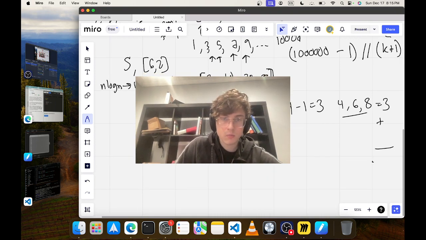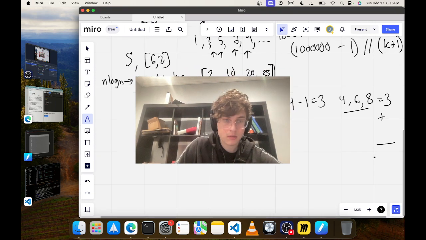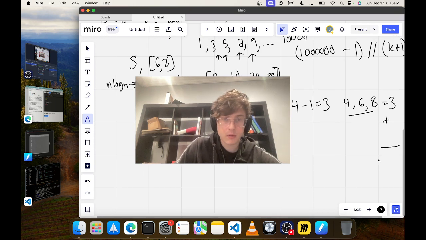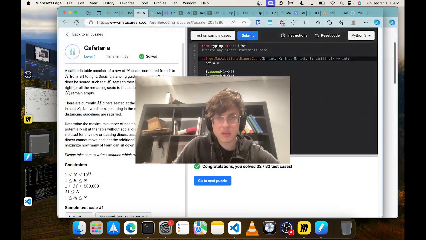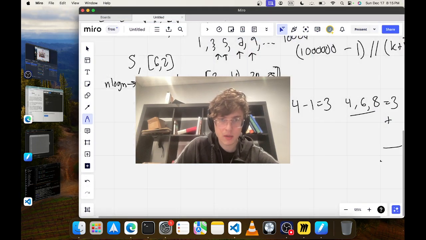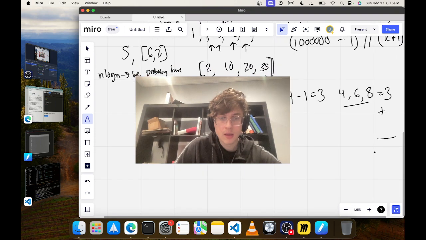The cleanest way to do this is to add sentinel nodes. Sentinel nodes sound kind of complicated, but basically we're going to add fake people who are sitting down. If I add a fake person at 1 minus k minus 1, let me check. Yes, 1 minus k minus 1, like this. And then we add a fake person at n plus k plus 1.